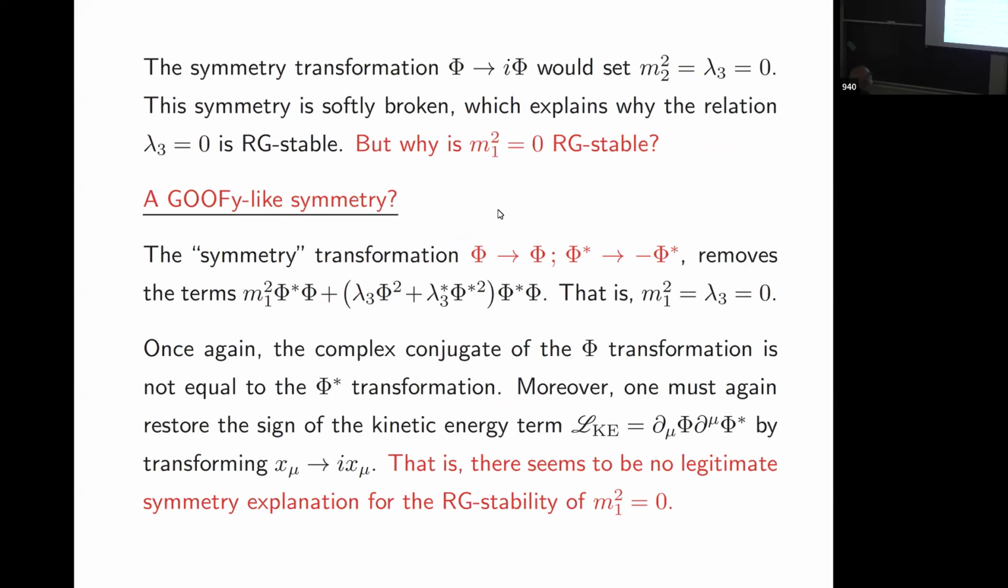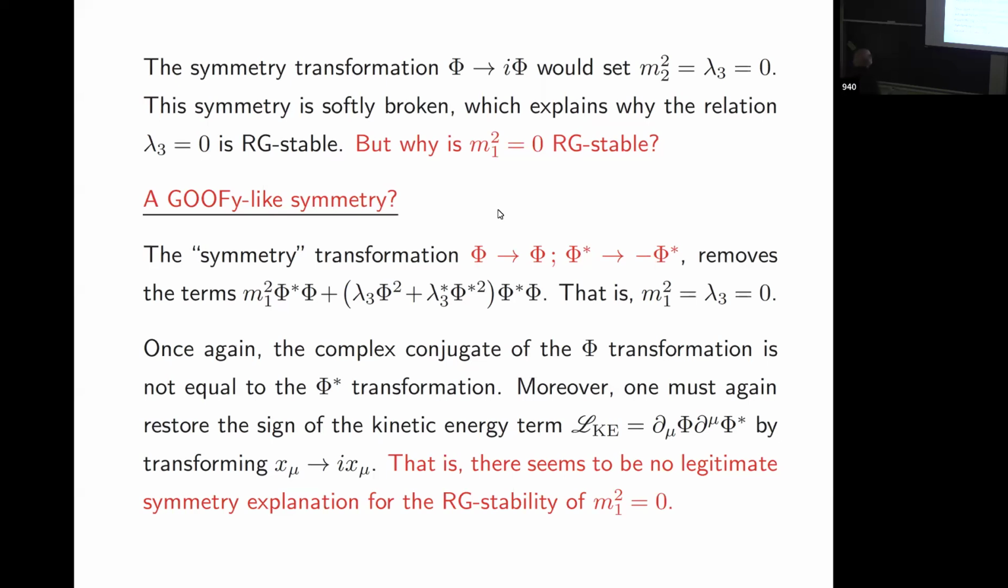Let me try to write a symmetry that might do this. If you do phi to I phi, which is a fine symmetry, that sets m2 squared equal lambda 3 equals 0, not m1 squared. So it explains why lambda 3 equals 0 is RG stable, because this symmetry would be softly broken in the other case. But why is m1 squared equals 0 stable?